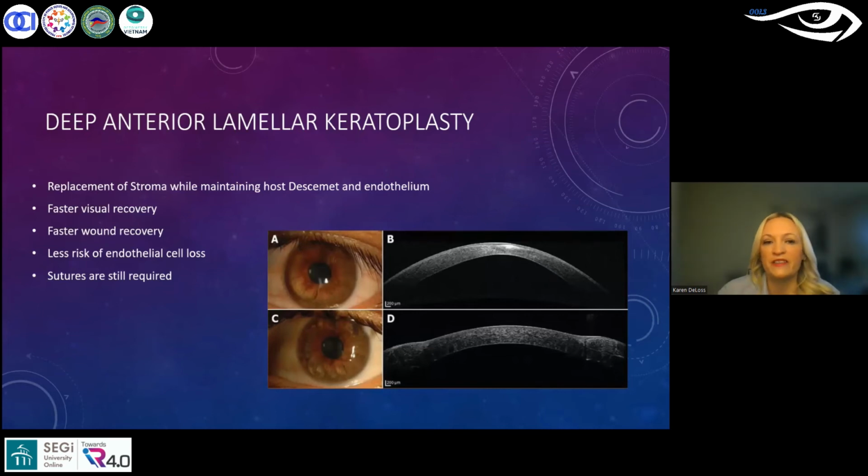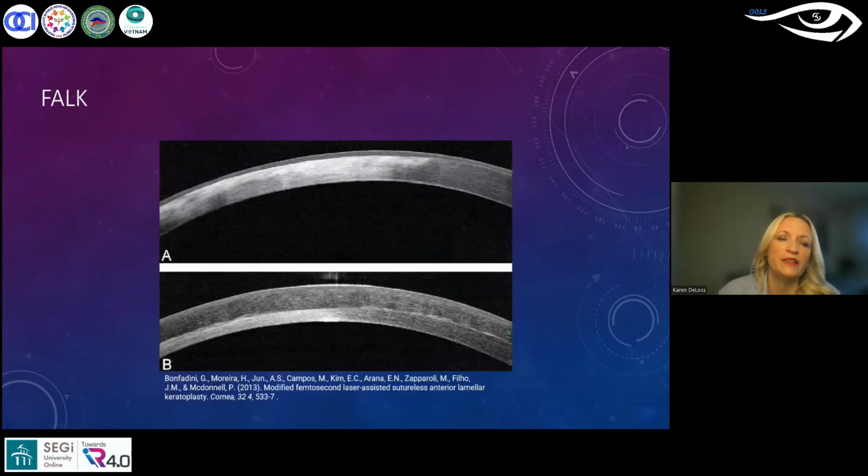Anterior lamellar is basically just taking it a little bit farther down. So this is just the front part of the cornea, and a little bit more of the lamellae, so a little bit deeper. Falk is basically using the femtosecond assisted laser keratoplasty, which was developed at the University of Michigan.